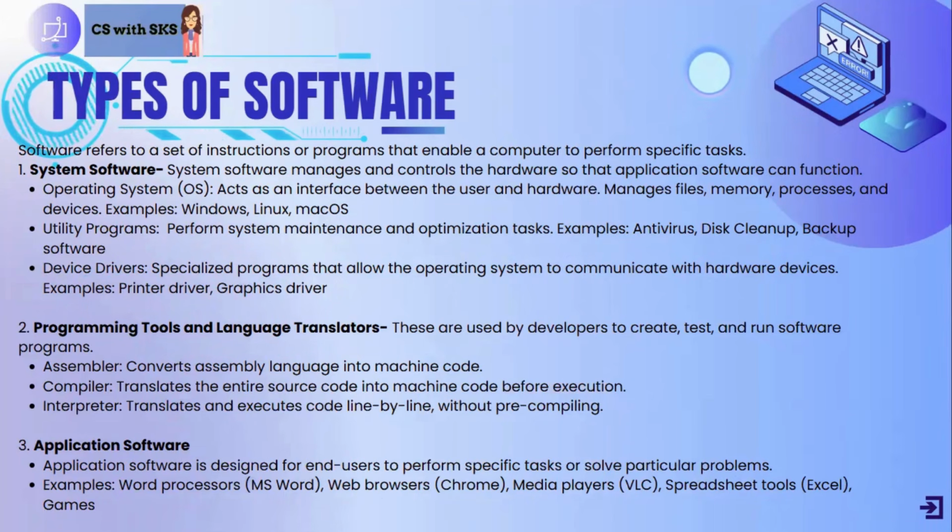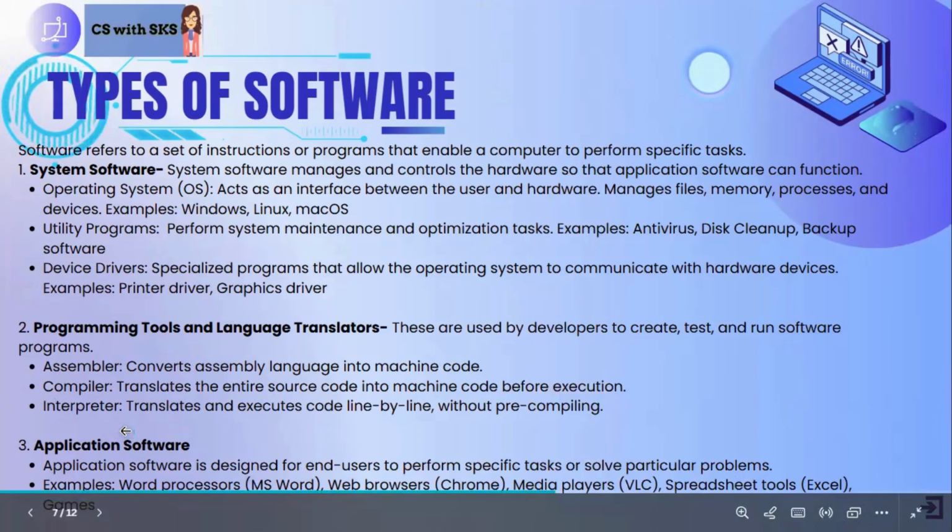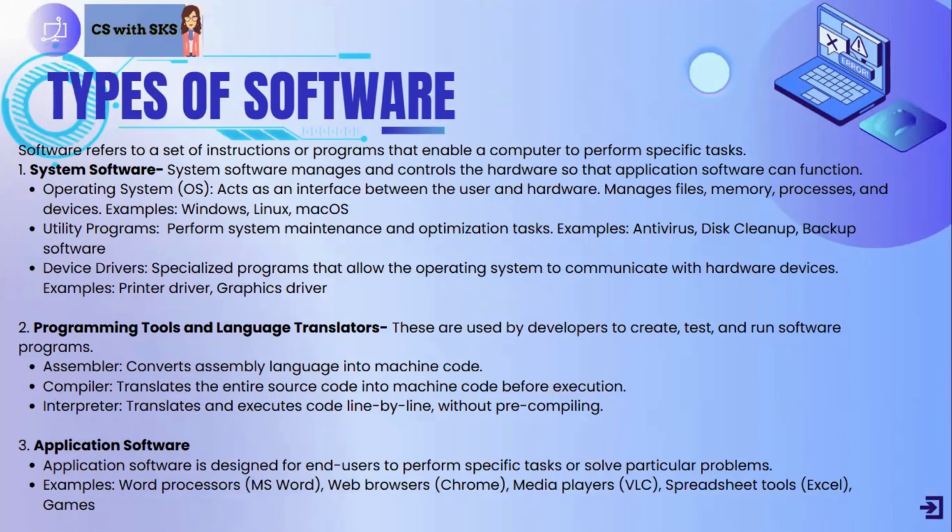So, assembler, compiler, and interpreter, these are language translators. Assemblers, they convert assembly language into machine language. Compilers, they read the entire source code and convert it into machine code in one go. Interpreters, they read the instructions line by line, check the errors, and then they convert it into machine code. Then we have application software. Application software is basically what you use normally: MS Word, Chrome, MS Excel. It is designed for end users to perform specific tasks, right?